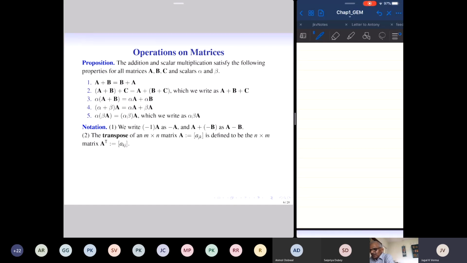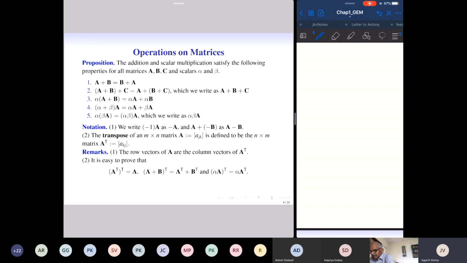The second row of A becomes the second column of A transpose. Similarly, the first column of A becomes the first row of A transpose, the second column of A becomes the second row of A transpose, and so on. So that's the relation between A and A transpose. Row vectors of A become column vectors of A transpose. We can check that the double transpose of A is the same as A. Transpose of (A plus B) is A transpose plus B transpose, and transpose of (alpha A) is alpha times A transpose. So this is how the transpose operation behaves with respect to scalar multiplication and addition of matrices.